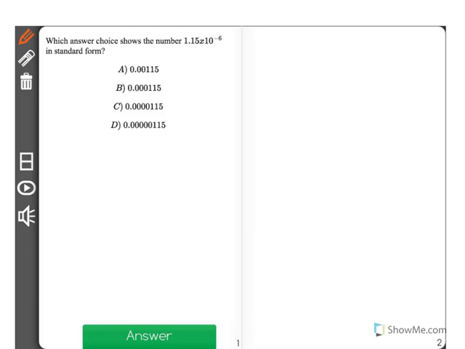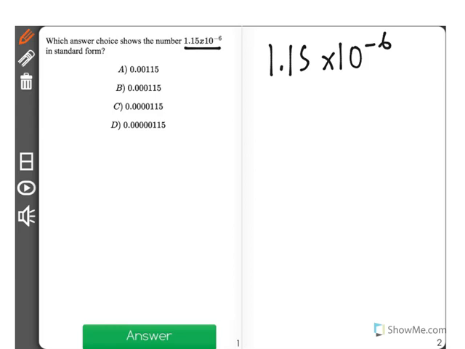Which answer choice shows the number 1.15 times 10 to the negative 6 in standard form? So up here we have a number 1.15 times 10 to the negative 6, but it's in a form that we call scientific notation. We use this form for very small and very large numbers. Instead of having a ton of zeros or a ton of decimal places, we just change it to scientific notation because it can be easier to work with.